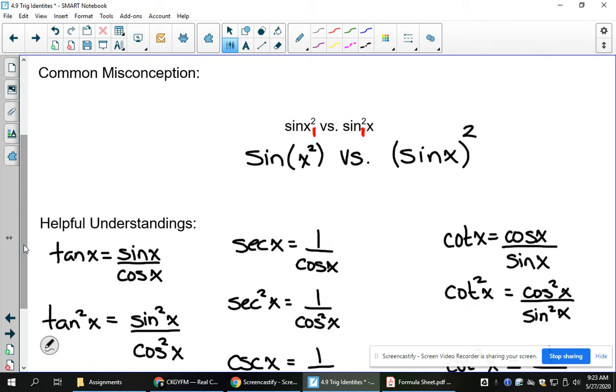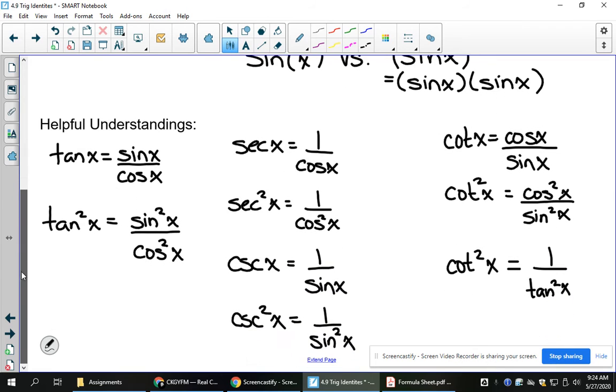Which, if we think back to what squaring means, it means repeated multiplication. So it means you actually have two copies of sine x, like that. Whereas in the first one, you had two angles of x, but not two sine x's. Very different things here. Now, pause the video so you can write down these helpful understandings.